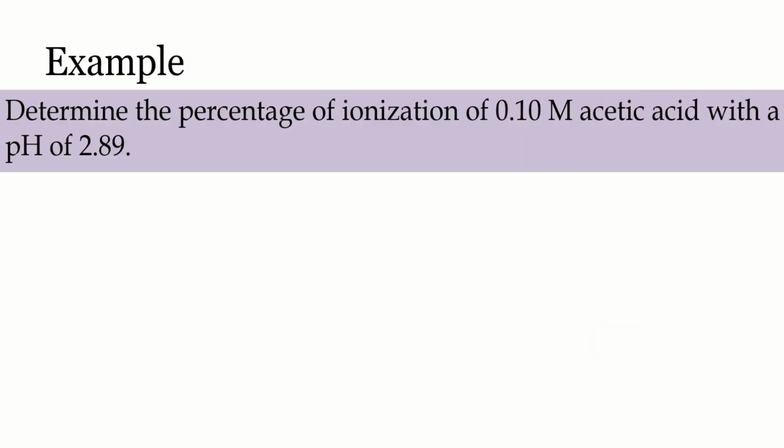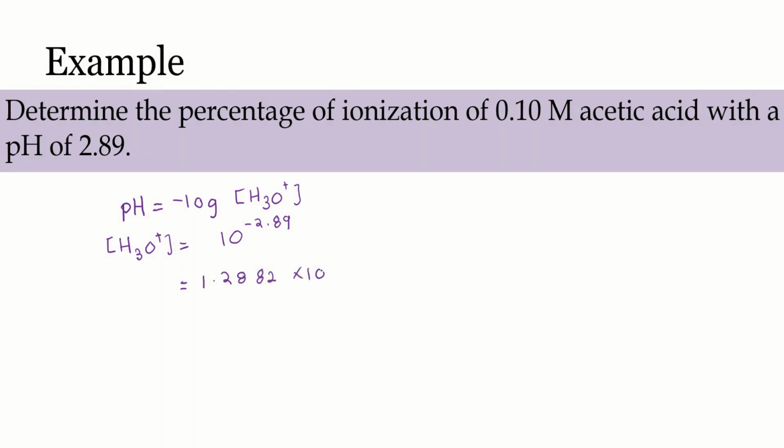Contoh macam ini. We were asked to calculate the percentage of ionization of acetic acid with a pH of 2.89. So from here we know that kita dapat concentration of H3O+ is equal to 1.28 times 10 to the power of negative 3 molar. From here, kita boleh tahu bahawa percentage of ionization equal to concentration of H3O+ bahagi dengan initial concentration of acetic acid darab dengan 100.